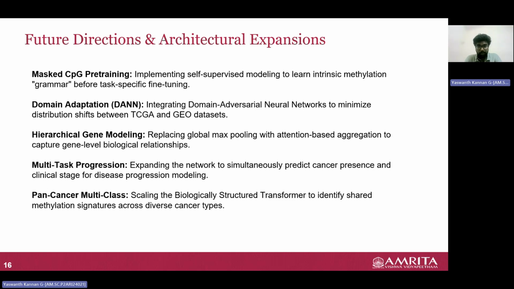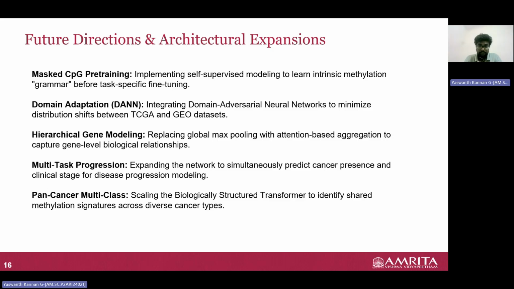We can also explore hierarchical gene-level modeling, where CpG sites are grouped based on the genes, and then attention mechanisms are used to capture the gene-level relationships, making the model more biologically structured and clinically useful. In addition, the model can be extended to a multitask learning framework, where it predicts not only the cancer presence but also the cancer stage, enabling disease progression analysis also.